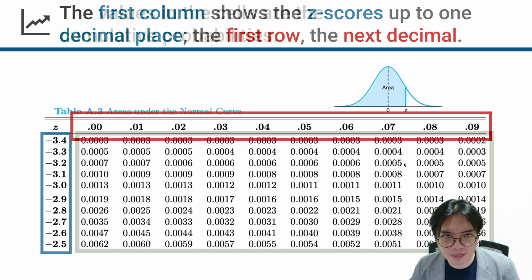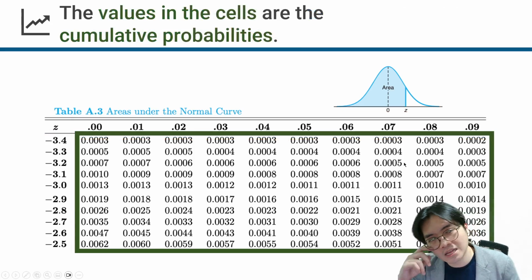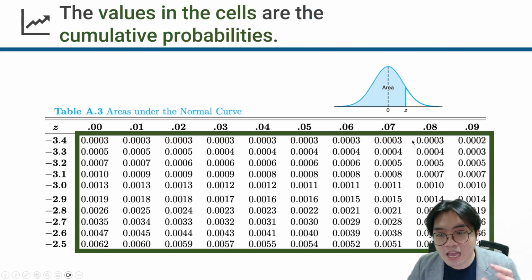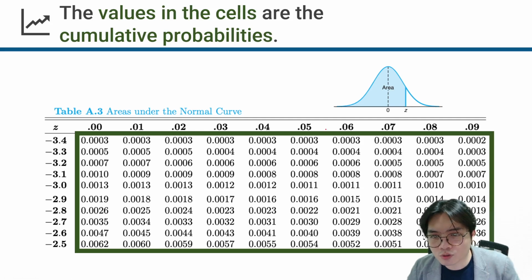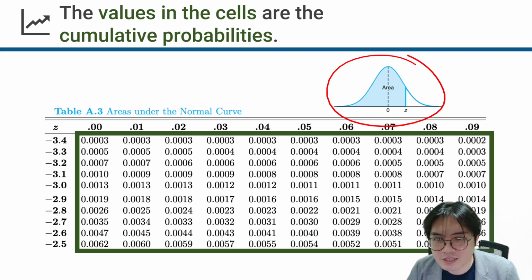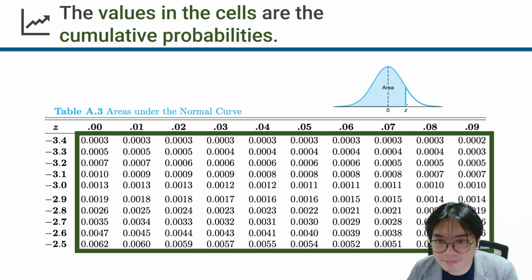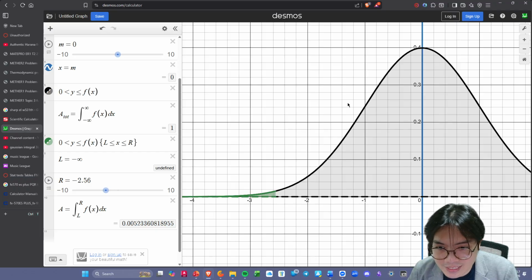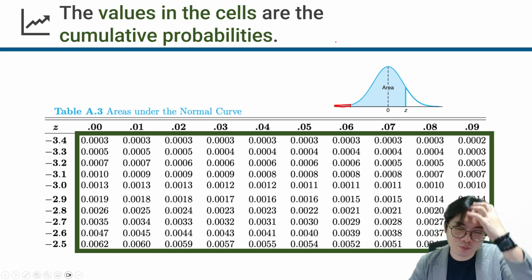The hundredths place. Right? The values in the cells are the cumulative probabilities. If you are confused or you've forgotten, hopefully this very helpful drawing on top will help you remember that that is what's supposed to happen. This is your value of Z. Right? And notice that these are all negative values. So they're going to be somewhere in here, and as a result, they're going to be tiny. Okay? So that's what's supposed to happen.